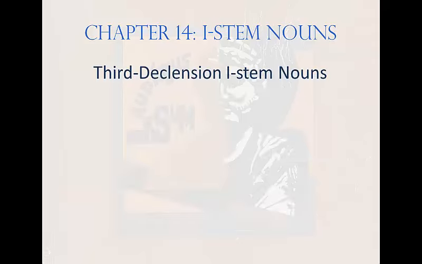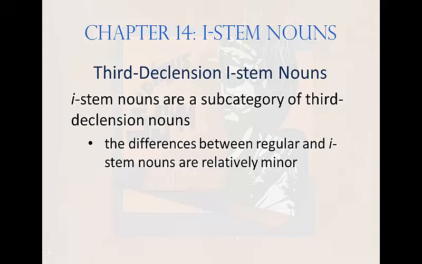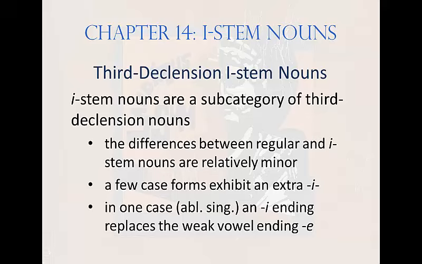Third declension I-stem nouns. I-stem nouns are a subcategory of third declension nouns. The differences between regular third declension and I-stem third declension nouns are relatively minor. In most cases, just an additional I. Only in one form does the I displace the original third declension ending E and replace it with an I.